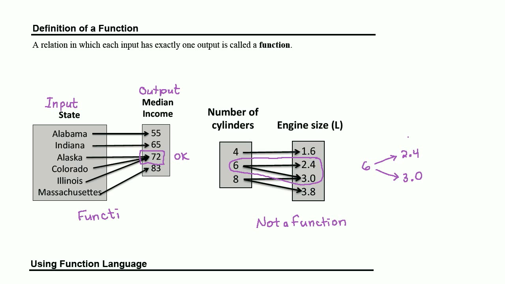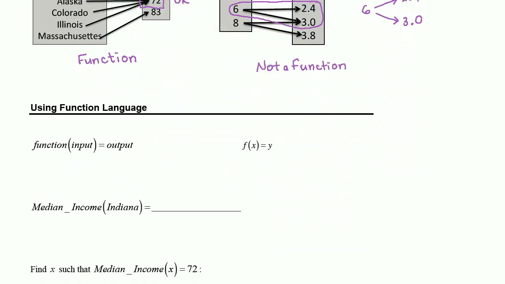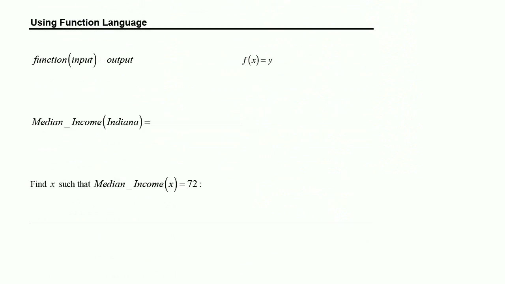So this is the definition of a function. Where we spend the most time is getting comfortable with the function language, so let's go on to that right now. When we're referring to a function, we refer to it by its function name. So its function name would come first. In this model, we're just using the word function as the name, followed by the input in parentheses, and the result is equal to the output.